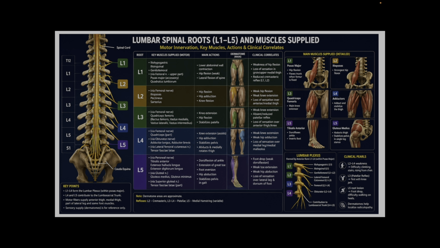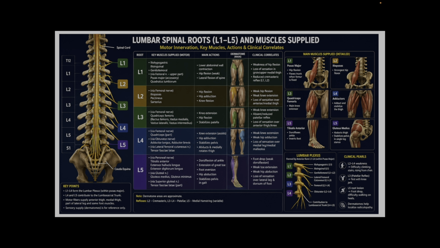L1 supplies psoas major: hip flexion and trunk flexion when the femur is fixed. L2, iliopsoas, which is the strongest hip flexor. L3, quadriceps femoris, the primary extensor of the knee. L4, hip adductors: adduction and stabilization of the thigh. L5, tibialis anterior: ankle dorsiflexion and inversion. And L5, gluteus medius: hip abduction and pelvic stability during single leg stance.